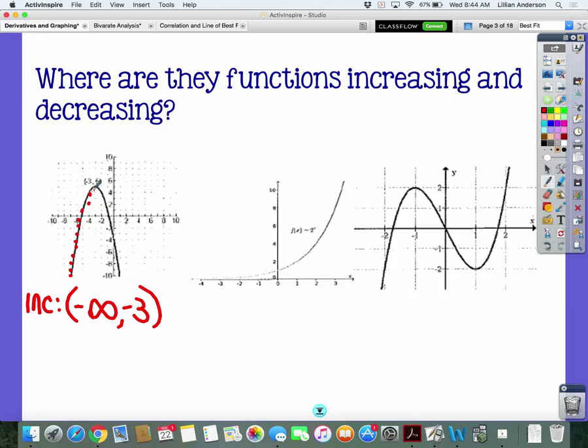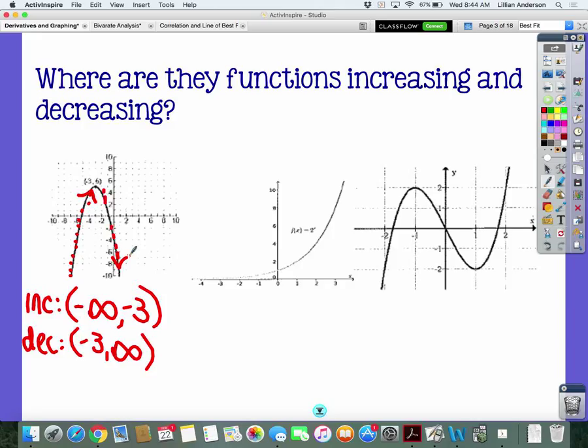It's just like a book. We read graphs from left to right. So it's going up from negative infinity to negative 3. And so what's happening from negative 3 on? It is decreasing, okay? So negative 3 to positive infinity. We use the x values, not the y values, to determine where a function is increasing and decreasing, aka going up or going down, okay?